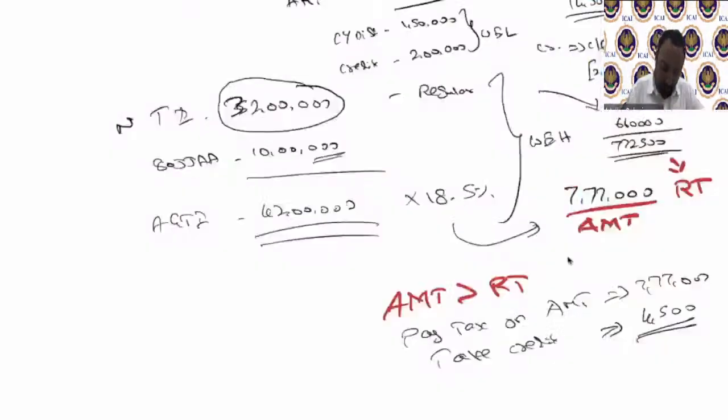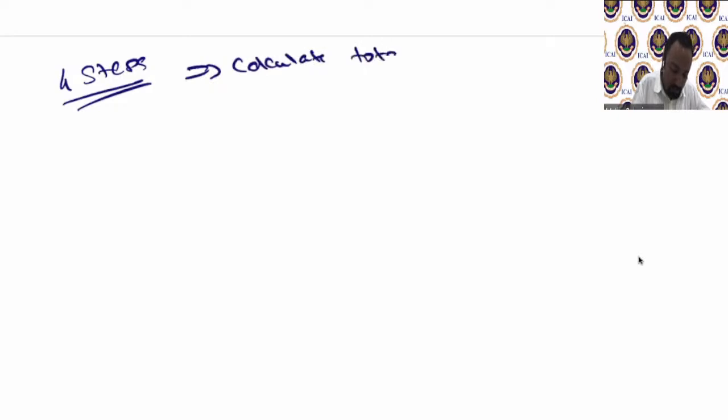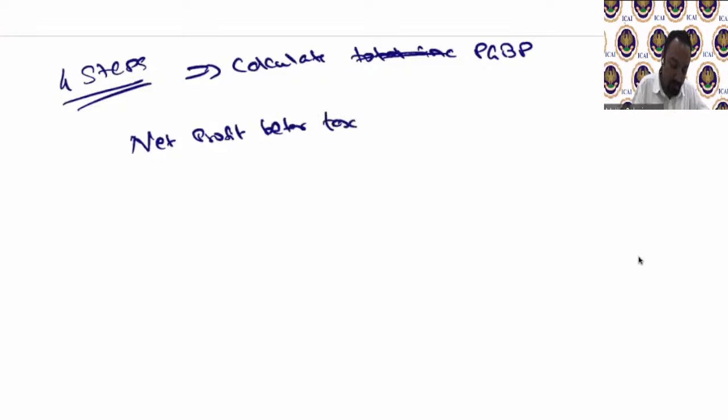Now, before getting into this problem, I'll tell you one more thing. For every problem, you'll have to do 4 steps to calculate total income. Rather than total income, I would call it PGBP. 4 steps for PGBP. So what is that? You first take net profit before tax. You can call it PBT or net profit.